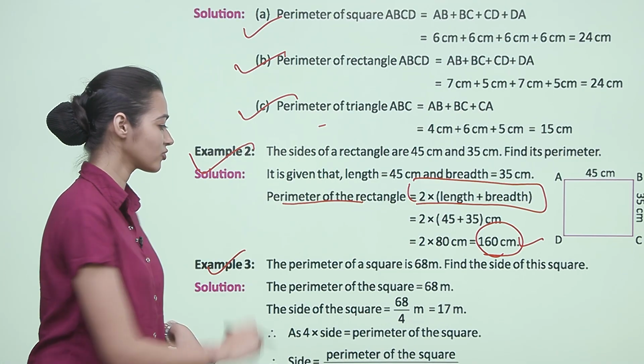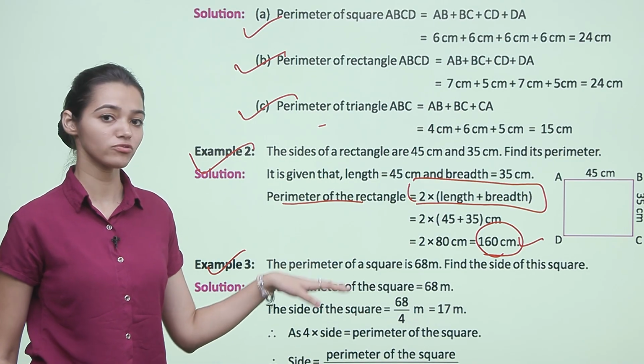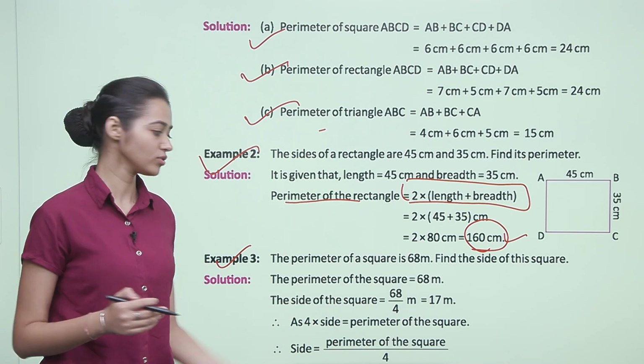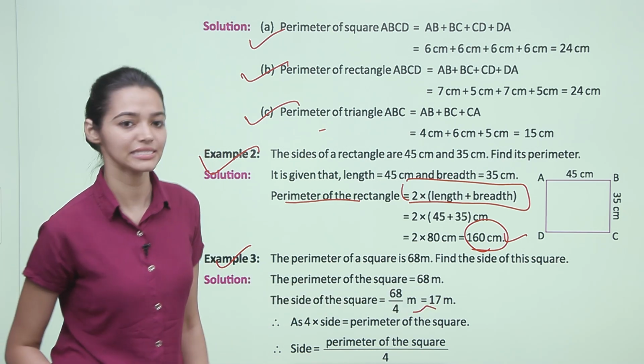Now let's start with example number 3. We have to find the side of a square, given its perimeter. We know that the side of a square is perimeter divided by 4. So 17 centimeter is the side.